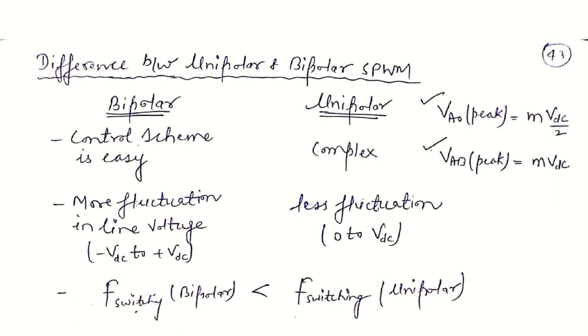And second is the fluctuation in the line voltage. In the bipolar sinusoidal PWM technique, the line voltage will fluctuate from minus VDC to plus VDC, but in the unipolar technique there is less fluctuation. Why less fluctuation? Because the line voltage fluctuates only from 0 to plus VDC or 0 to minus VDC. So only VDC fluctuation will be there. If we subtract minus VDC from VDC, then 2 VDC would be the overall fluctuation, and here only VDC is the fluctuation. So with less fluctuation, there are lower losses in the conversion.